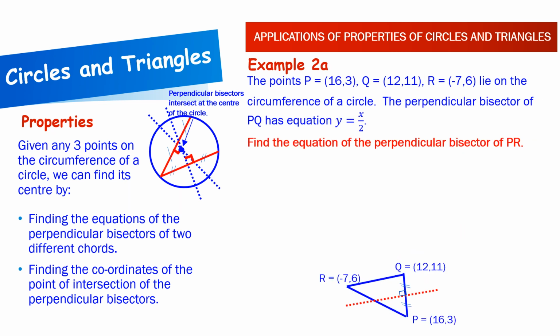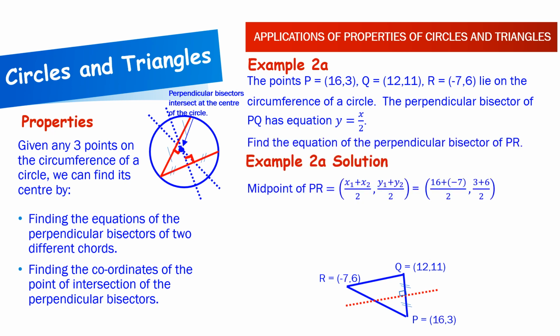So let's solve this. We will solve example 2a first and find the equation of the perpendicular bisector of PR. Now the midpoint of PR is equal to 16 plus minus 7 all over 2, comma, 3 plus 6 all over 2. This tidies up to give 4.5, 4.5.